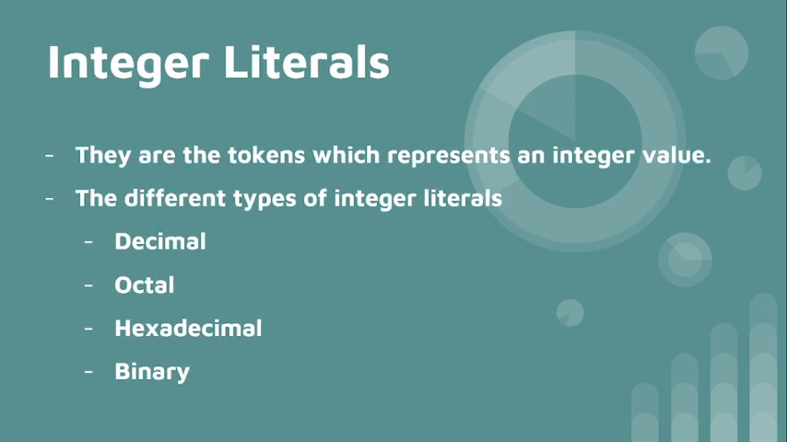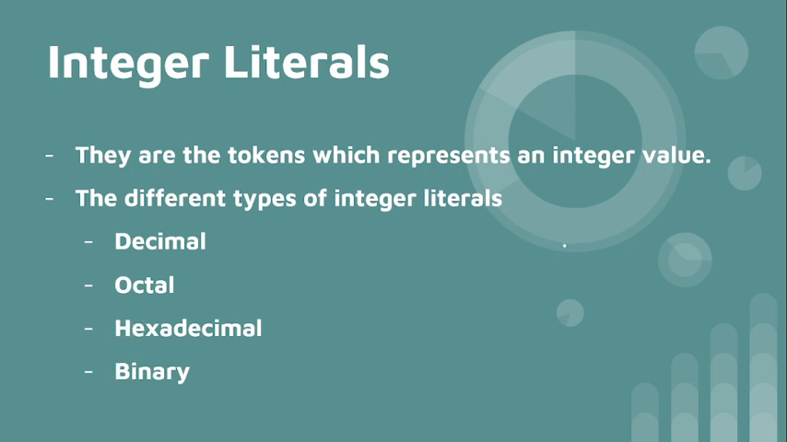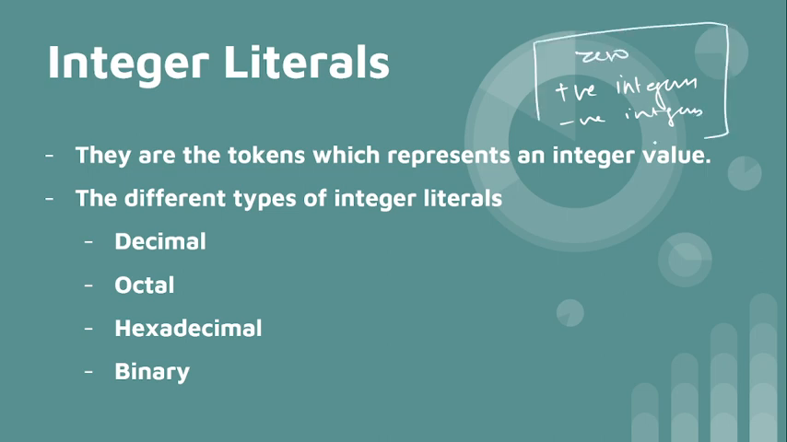Okay, so let us see the first type of literals, that is integer literals. So integer literals are nothing but the tokens which represent an integer value. So I can have the natural numbers that we talk about, right? So let's say I can have positive integers, I can have negative integers, and 0. So these are completely comprised of your integer literals. It's nothing but the whole number completely, but also on the negative side. It's a number line that we talked about.